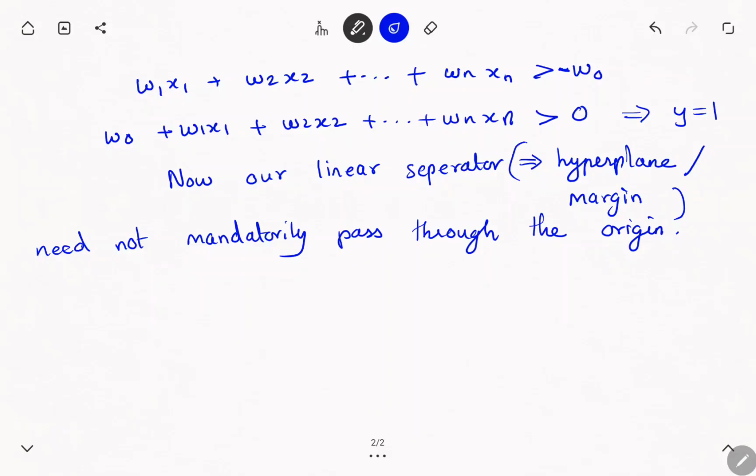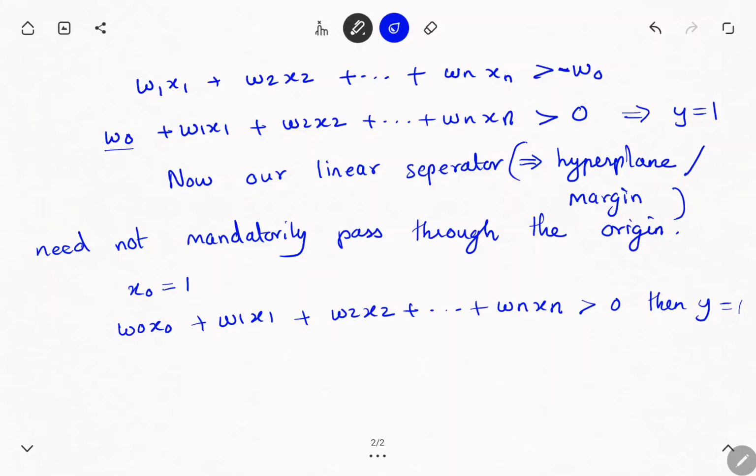Okay, now in order to bring the right hand side into summation w multiplied by x form, we have a w term over here, but we don't have an x term. Okay, so we'll introduce an x naught, which is always equal to 1, and we'll say this is w naught x naught plus w1 x1 plus w2 x2 plus so on up to wn xn is greater than 0, then y is equal to 1. And of course we can put it in summation properly.